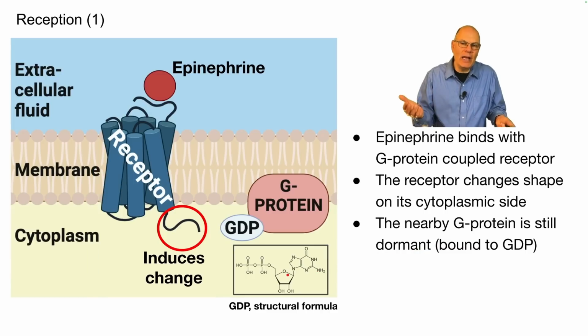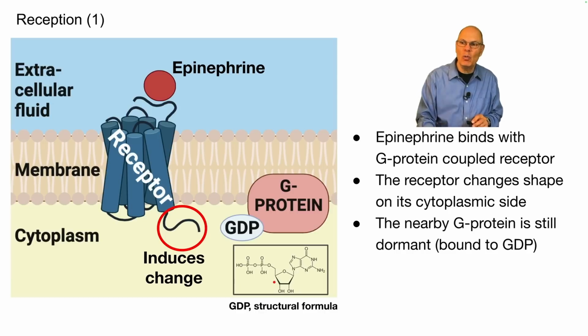GDP is a relative of ADP, and it's the low energy form. It can oscillate between this low energy form and a high energy form that we're going to see in a minute, and that happens when the G protein becomes activated.